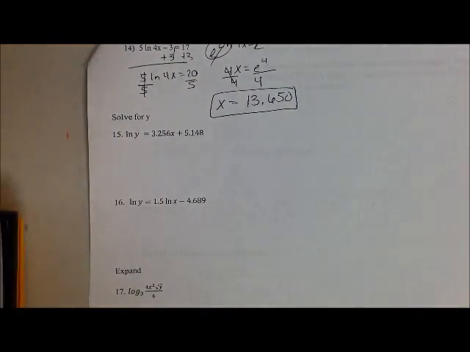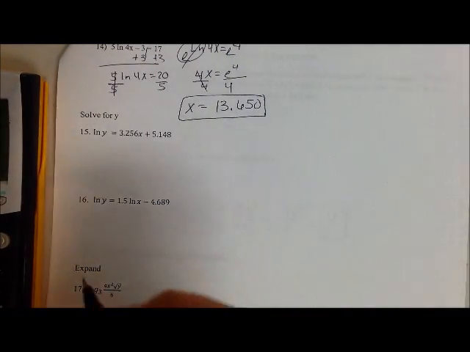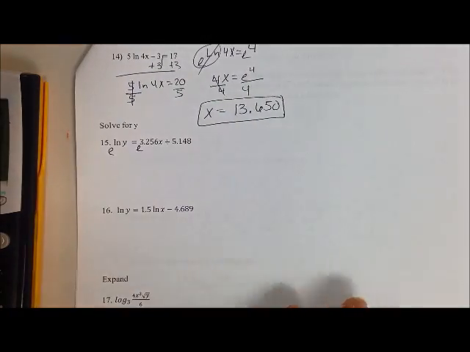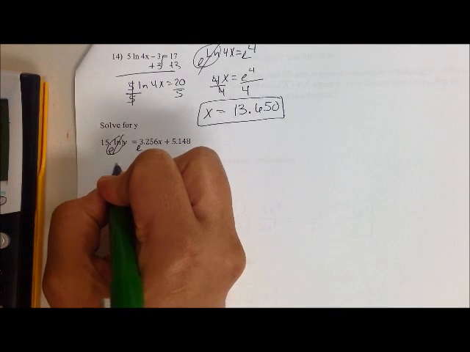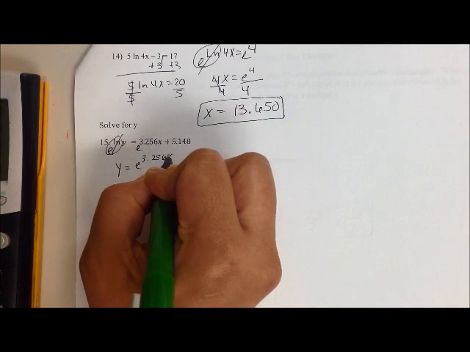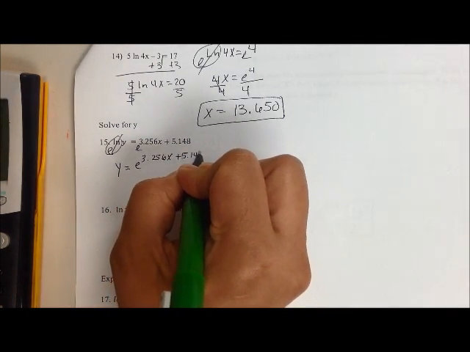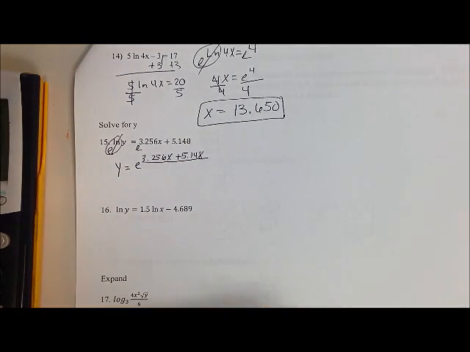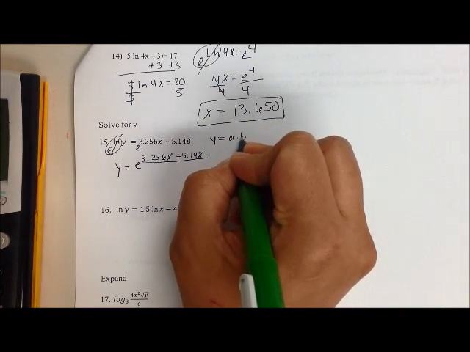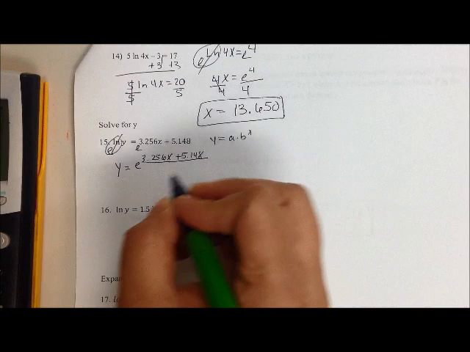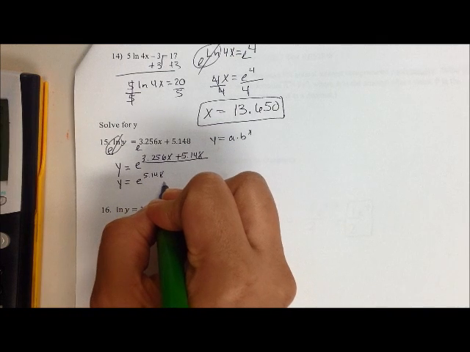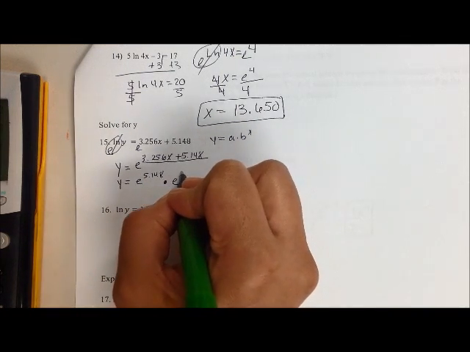Alrighty. Number 15. In order to get rid of the ln over here, because I'm trying to solve for y, I would have to put the e. Now, as we do that, we know this cancels. So we get y equals e to the 3.256x plus 5.148. All that is the exponent. But because we're trying to get it to this format, I need to put the x second. So this is when you split it into 2. This guy would go first, separated by a multiplication sign, because that's the way the formula says to do it.